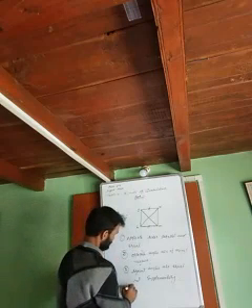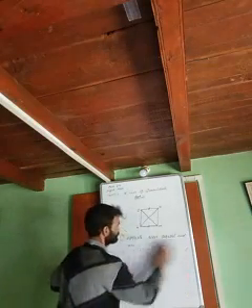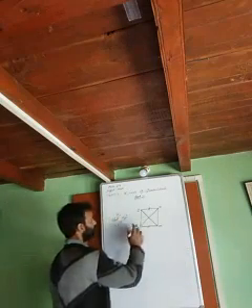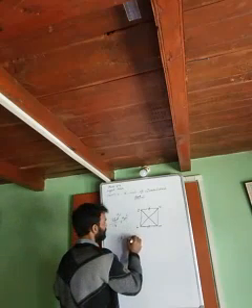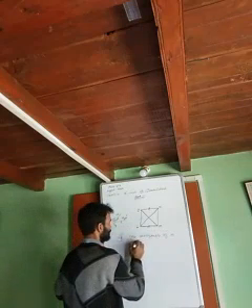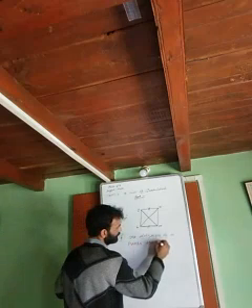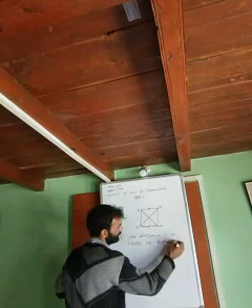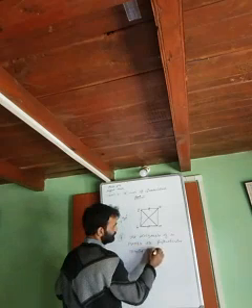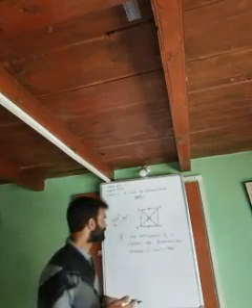And four, the diagonals of a square are perpendicular bisectors of each other. Each angle is equal to 90 degrees.